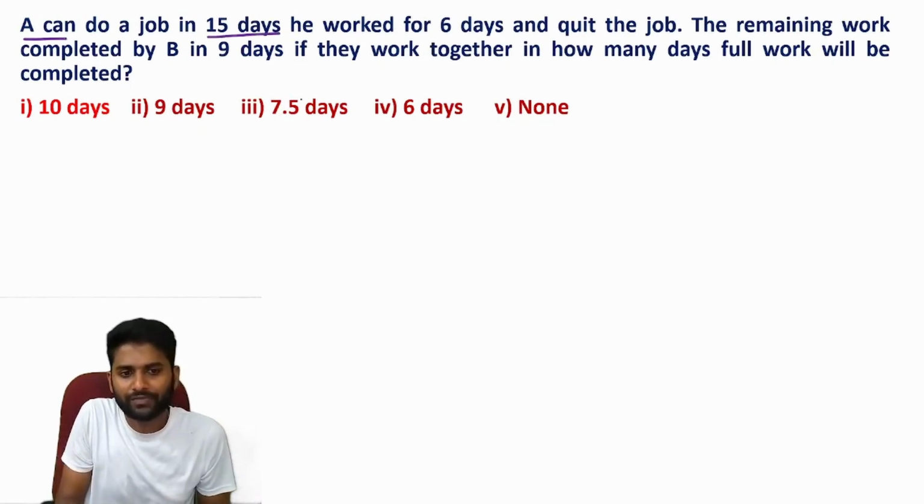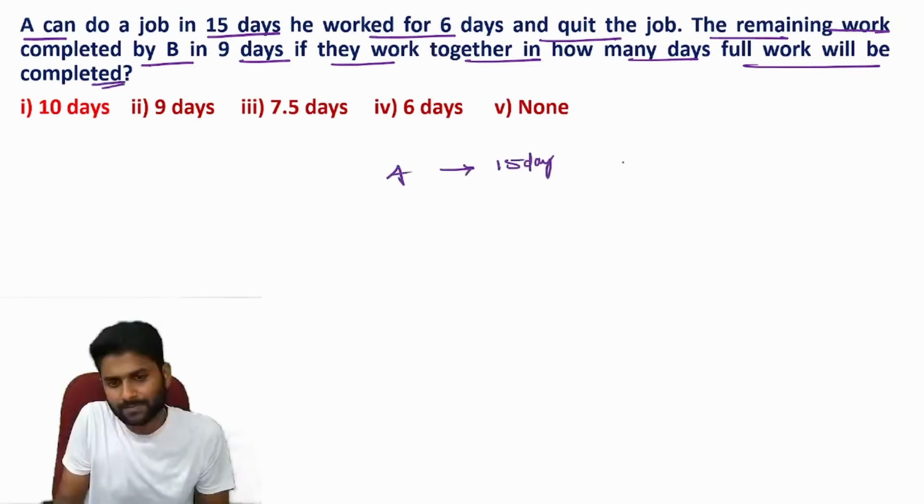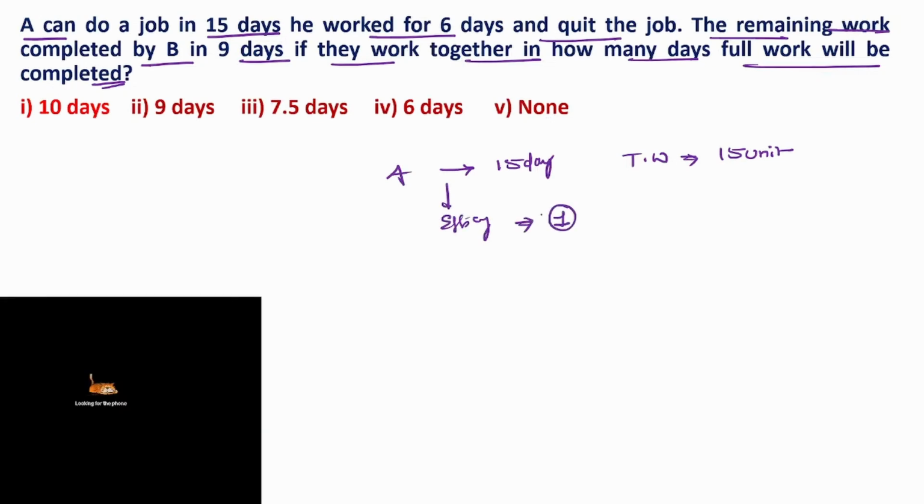A can do a job in 15 days. He worked for 6 days and quit the job, and the remaining work was completed by B in 9 days. If they work together, in how many days will the full work be completed? A can complete the work in 15 days. Let us assume the total work is exactly equal to 15 units. Now what is the per day efficiency of A? The efficiency of A is exactly equal to 1 unit.